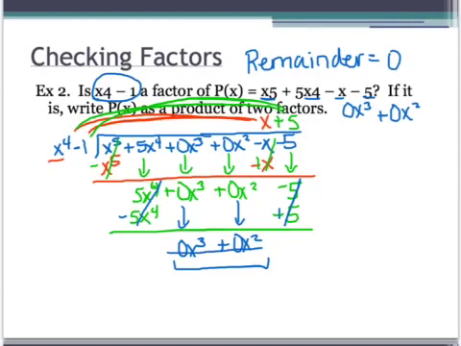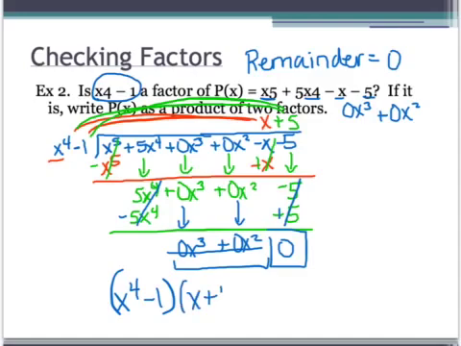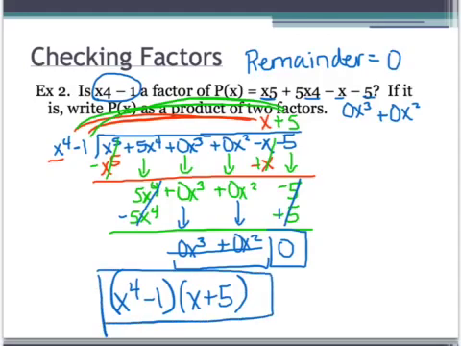Which means that my remainder is 0. So I could say that yes, x to the fourth minus 1 is a factor because I ended up with a remainder of 0. It says if it is, you want to write p of x as a product of two terms. What that means is what times my divisor will give me p of x. That's your quotient, x plus 5. So if I really wanted to check my long division, I could multiply or FOIL x to the fourth minus 1 times x plus 5, and I should end up with my p of x.